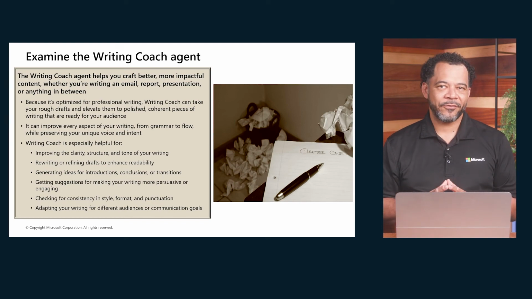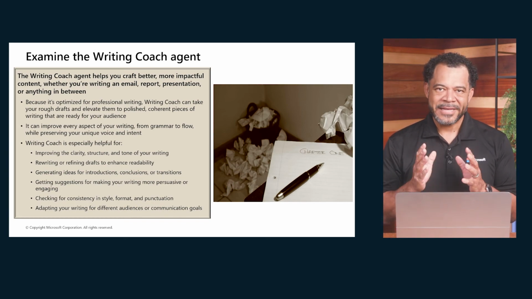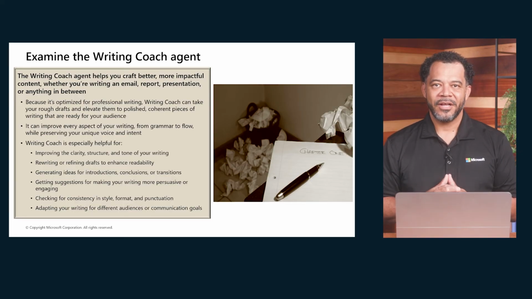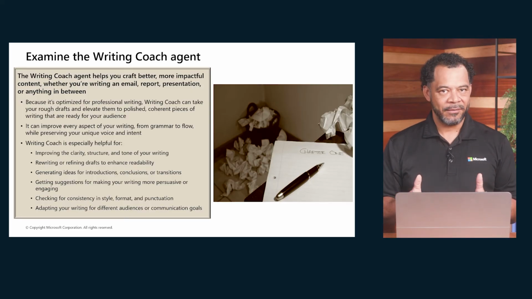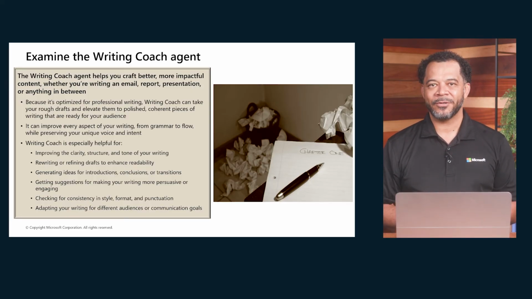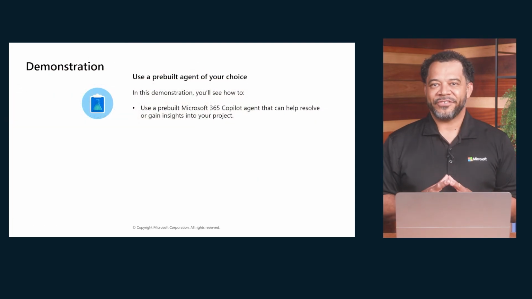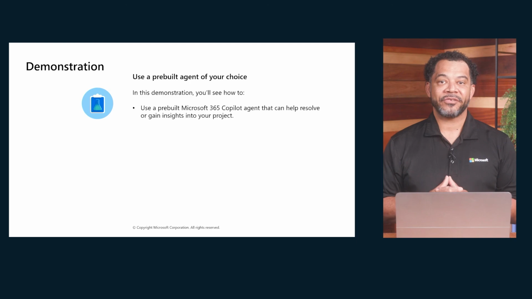And because it's part of the Microsoft 365 Copilot, it works across the apps you already use. So whether you're in Word, Outlook, PowerPoint, or any other app, the writing coach is right there with you, helping you communicate more effectively. This agent isn't just about grammar checking, it's a writing partner. It helps you say what you mean in the best way possible with confidence and clarity. To wrap up this section, we're going to see a pre-built Microsoft 365 Copilot agent in action.